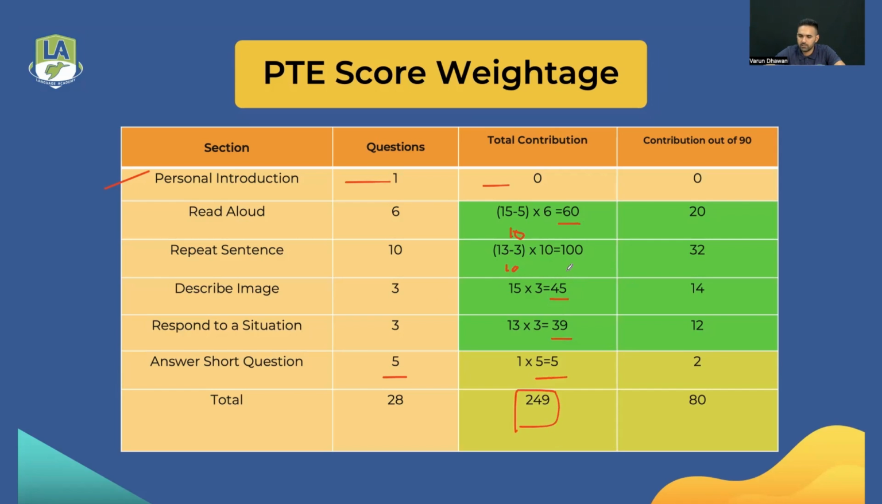Now, this is calculated out of 80, not 90, because 10 is equivalent to 0. So your actual module is only 80. This is calculated out of 80 on a pro rata basis. So read aloud will give you around 20 points in speaking, 32 points from repeat sentence, 14 points from describe image, and 12 from respond to situation.